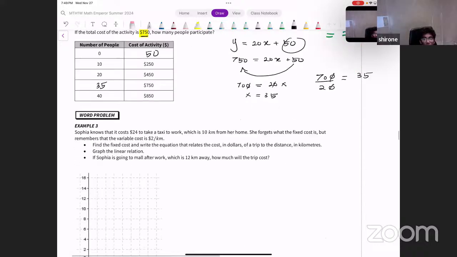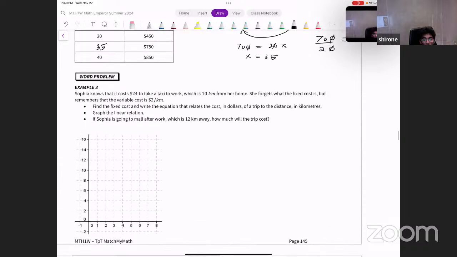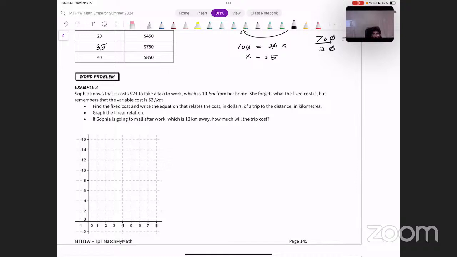All right. So now let's see a word problem. So almost done, the word problem. Sophia knows that it costs $25 to take a taxi to work, which is 10 kilometers from home. She forgot what the fixed cost is. But remember that the variable cost is $2 per kilometer.